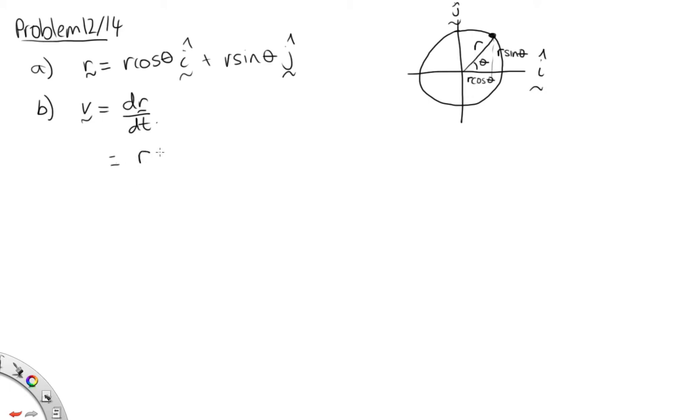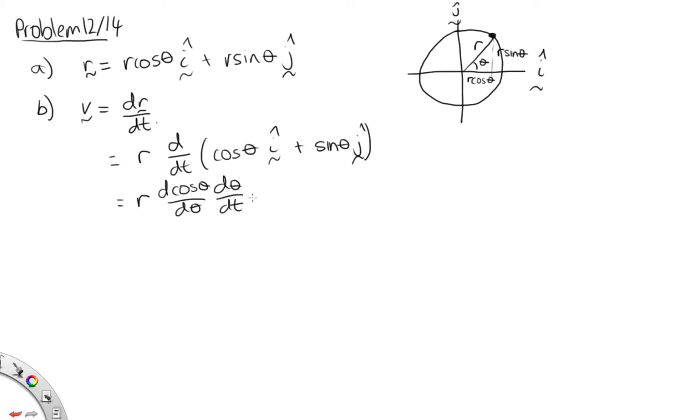So let's pull r out as a common factor. We've got r, and then we've got to do d dt of cos theta in the i direction plus sine theta in the j direction. So we can write r times (d cos theta d theta)(d theta dt) in the i direction, plus (d sine theta d theta)(d theta dt) in the j direction.